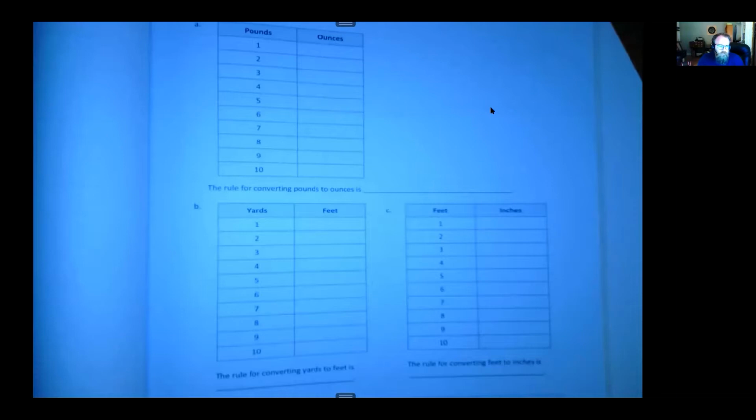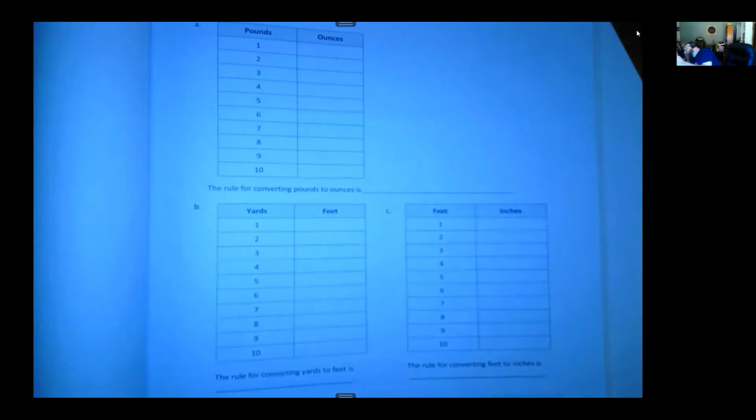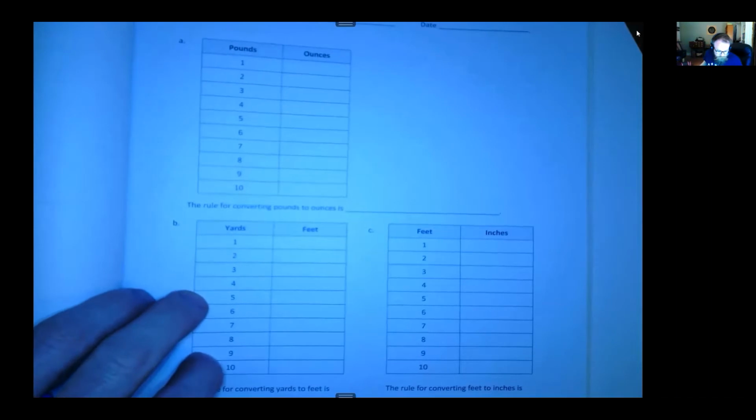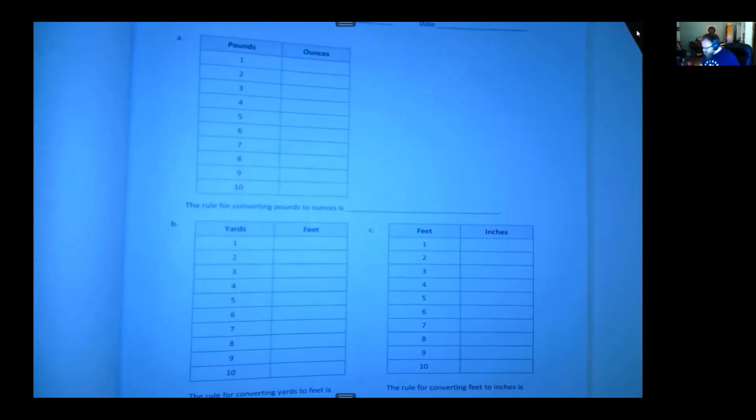Now, in order to show the difference between how we can convert pounds to ounces, yards to feet, and feet to inches. So let's take a look at page 115. There's rules for converting these things, okay? And this is one of those things in math where you kind of just need to memorize a list of items or a rule that will let you remember and figure out these things.